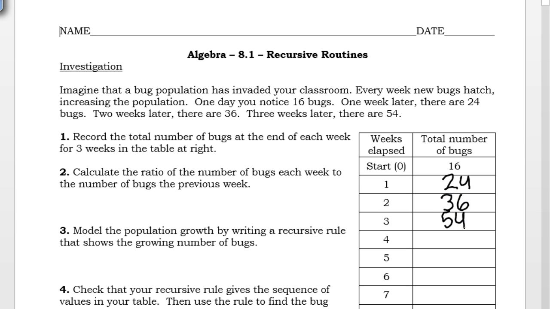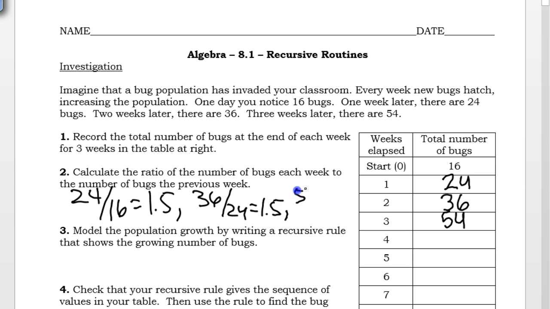Calculate the ratio of the number of bugs each week to the number of bugs the previous week. So we're going to take how many bugs there were in week 1, divide that by how many bugs there were in the starting week, week 0. And we'll calculate some more ratios just to make sure. And it looks like every one of these ratios is 1.5.